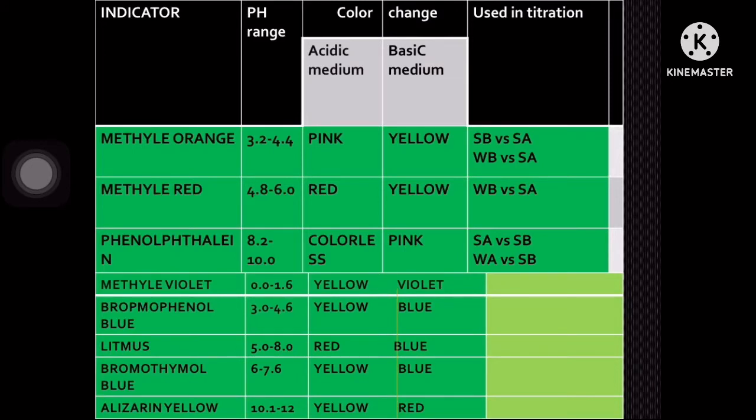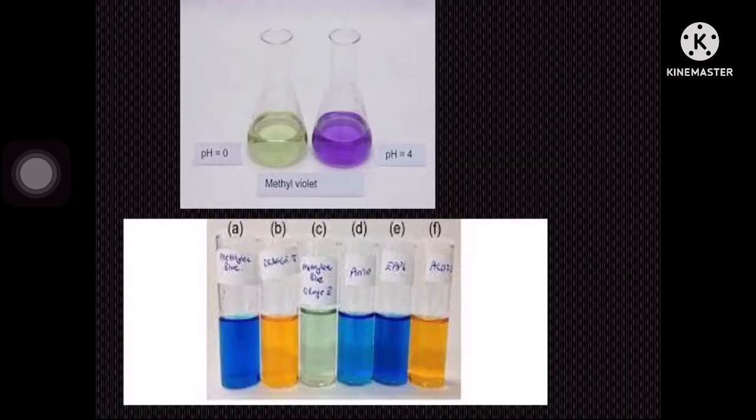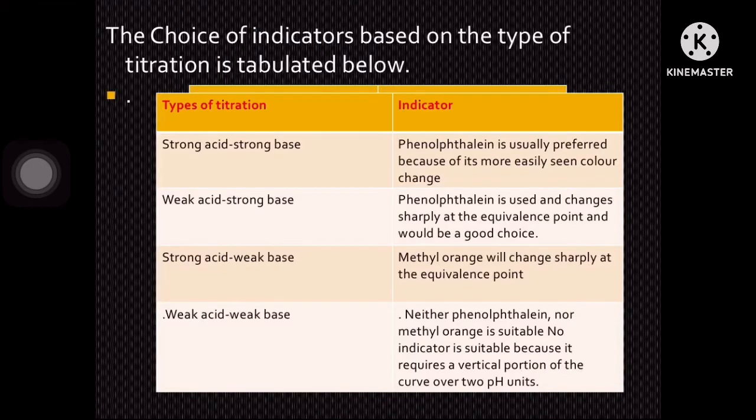Methyl orange, methyl red, phenolphthalein, methyl violet, bromophenol blue, litmus, bromothymol blue, alizarin yellow. These are the common indicators that we use, and their color change in acidic and basic medium is shown in the table, and their pH range is also given. These are the indicators.